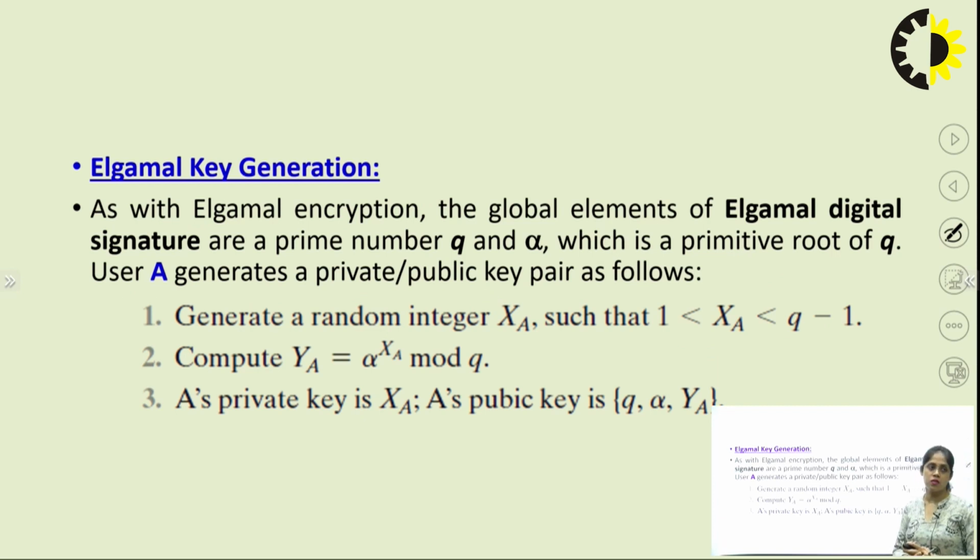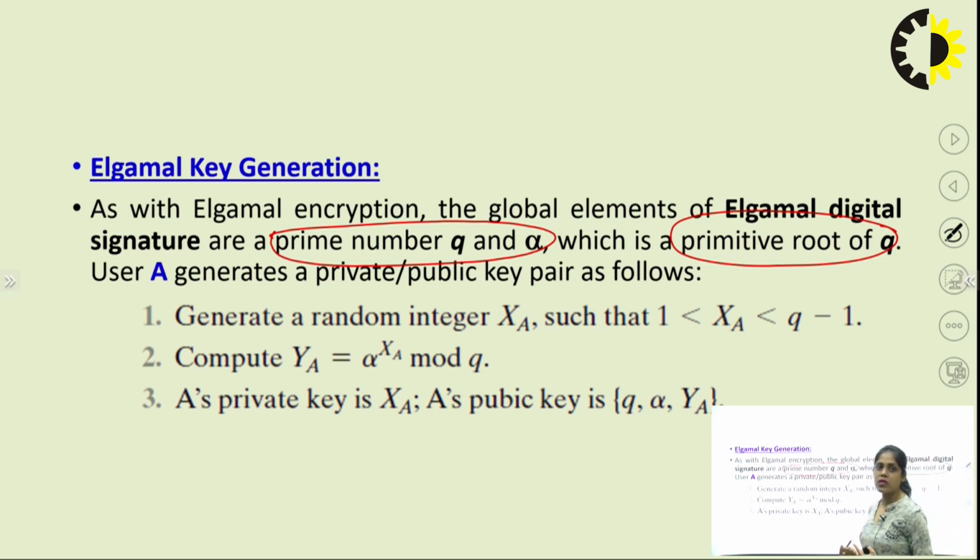Here, the Elgamal key generation is discussed. As with Elgamal encryption, the global elements of the Elgamal digital signature are a prime number Q and alpha, which is a primitive root of Q. User A generates a private and public key pair as follows. Number one is to generate a random integer XA such that XA lies between 1 and Q minus 1. So what it is saying is that the global elements are a prime number Q and alpha, a primitive root of Q. I'm going to highlight all the important points.